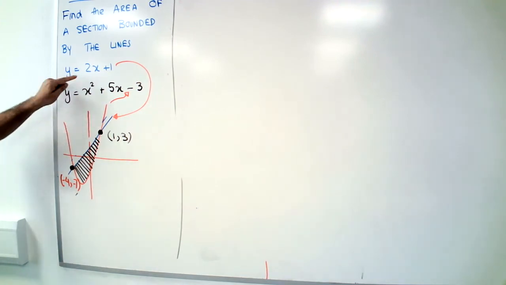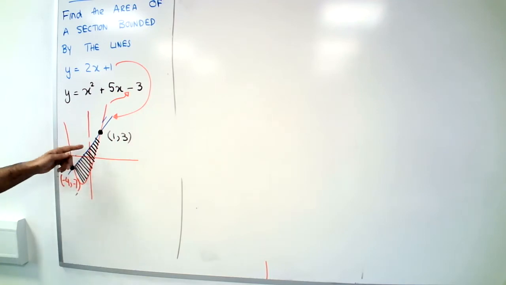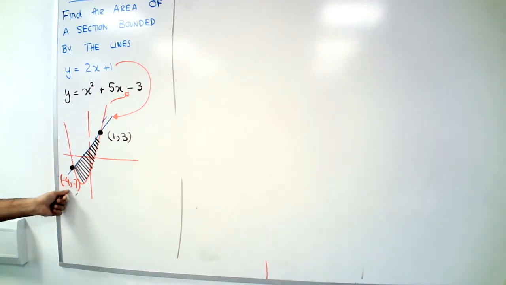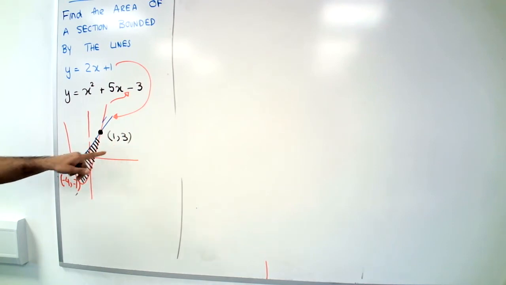I can find the area under this curve, and then I can find the area on the top of this curve, the red one. But when I do that one, I can apply the limit from minus 4. The x is minus 4, and the x goes all the way up to 1. So minus 4 to 1.